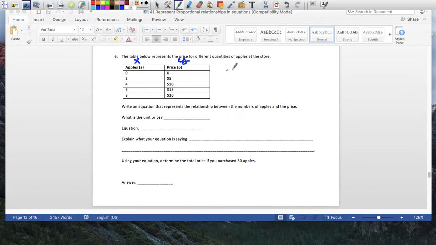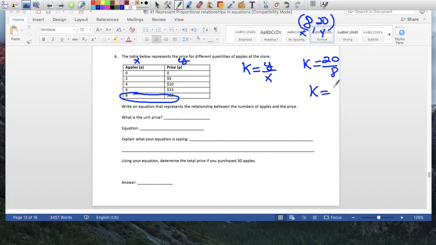So to find a unit rate, let's use k, right? So it would be k equals y over x. In this case, I want you to pick any of these: 8 and 20, 6 and 15, 4 and 10, 2 and 5. Pick any of those and find them. So let's just pick this one, 8, 20. So k equals y over x, here's my y, here's my x, it'd be 20 over 8.